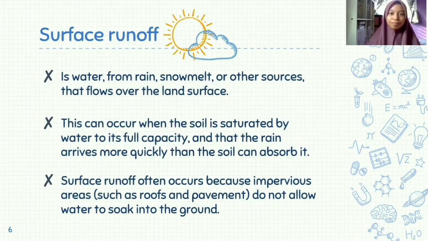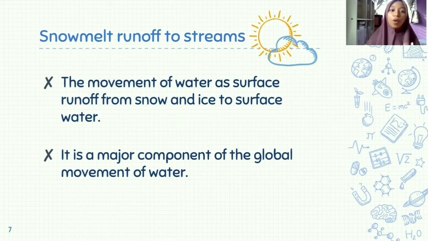into the ground. Next is about the snowmelt runoff to the stream. It's the movement of the water as a surface runoff from the snow and the ice to the surface water. It's a major component of the global movement of the water.